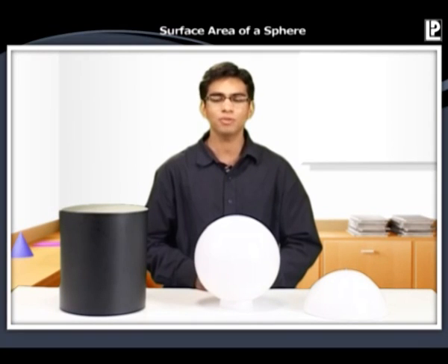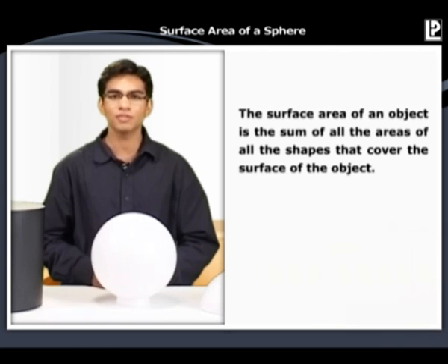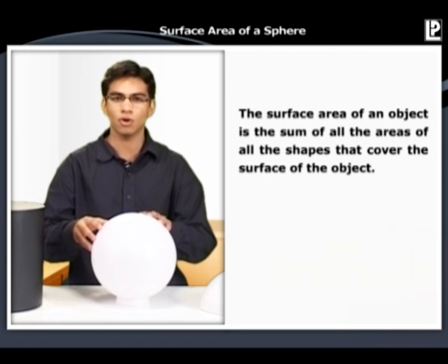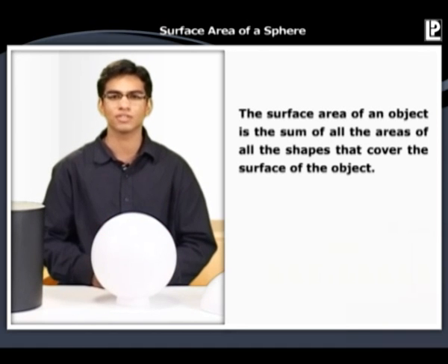Today, with the help of an activity, we will arrive at the formula for the surface area of a sphere. The surface area of an object is the sum of all the areas of all the shapes that cover the surface of the object.